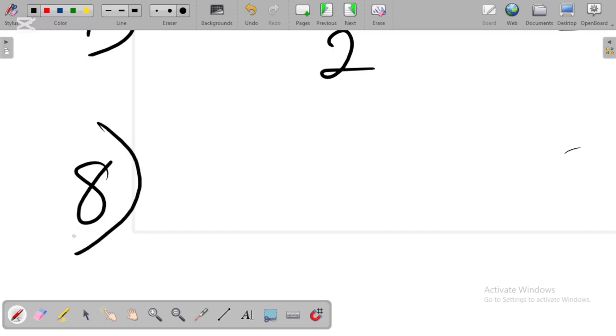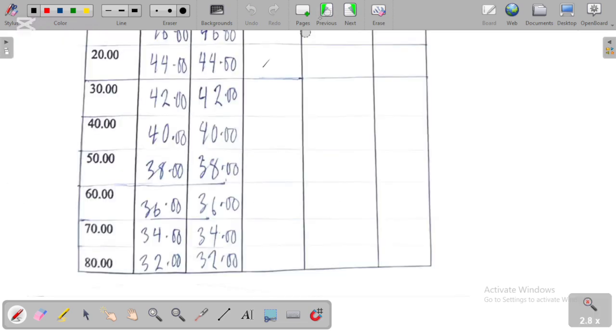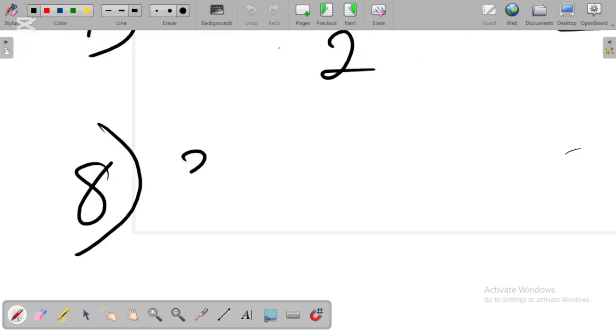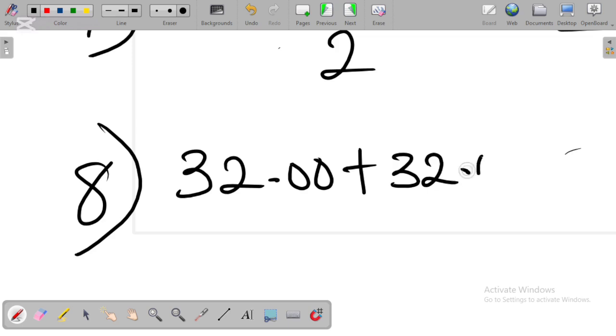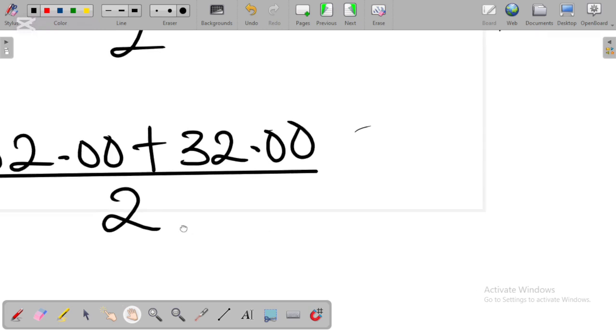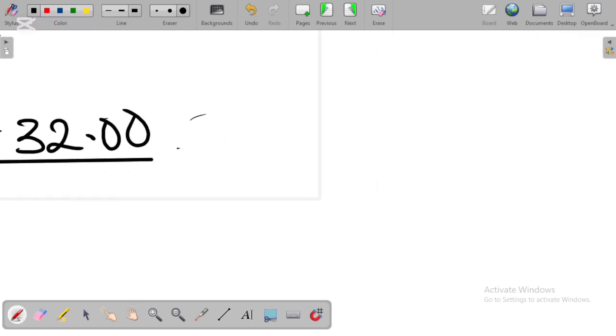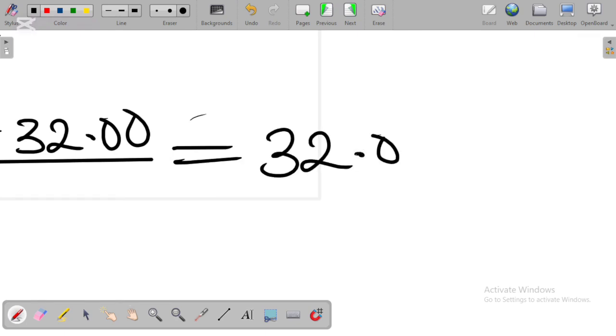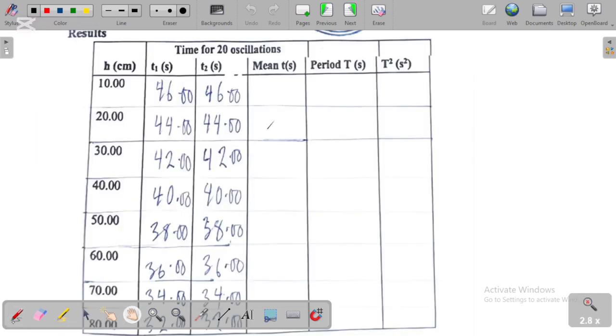Alright, let's consider the eighth one. We have here 32.00 and 32.00. 32.00 plus 32.00, all divided by 2. So if you punch your calculator, it would give you 32.00. Alright, let's now write the values.